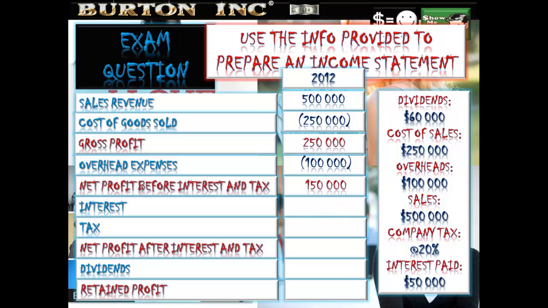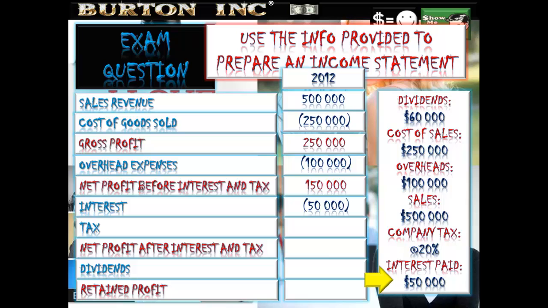We are paying interest, $50,000 here. That will go in, cash outflow in brackets. Now tax, we are going to have to do some work here, and we're not given an actual tax bill or the actual dollar amount that the company's going to have to front up with. We are given a tax rate, so we're going to have to figure out what monies we are going to apply the company tax rate to.